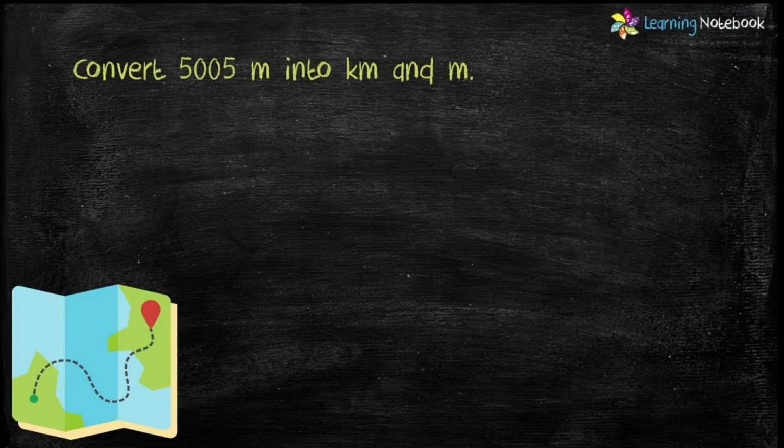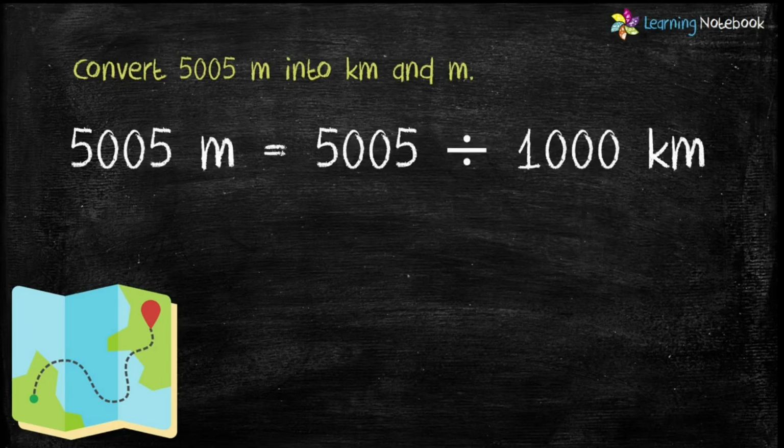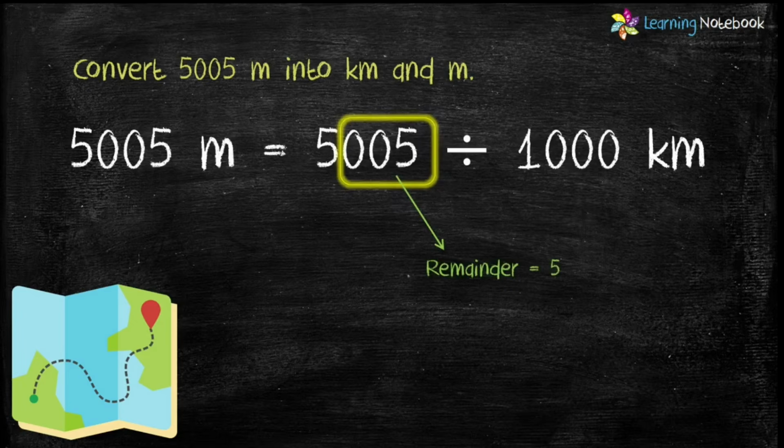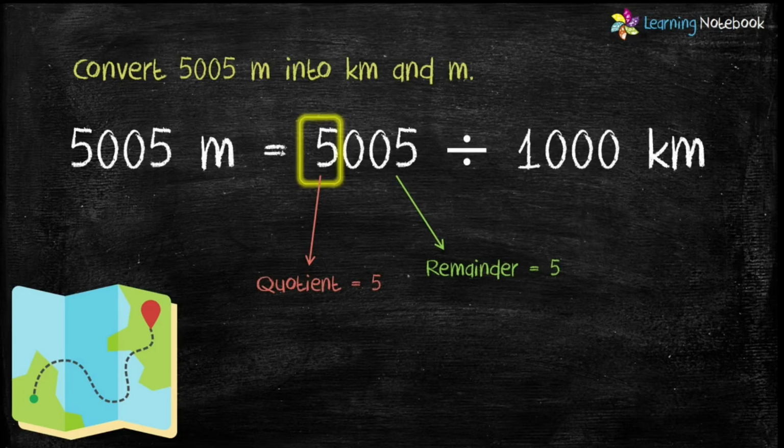Now next question is, convert 5005 meter into kilometer and meter. Students, to convert meter into kilometer, let's divide by 1000. So here remainder is 5 and quotient is 5. Therefore answer is 5 kilometer 5 meters.